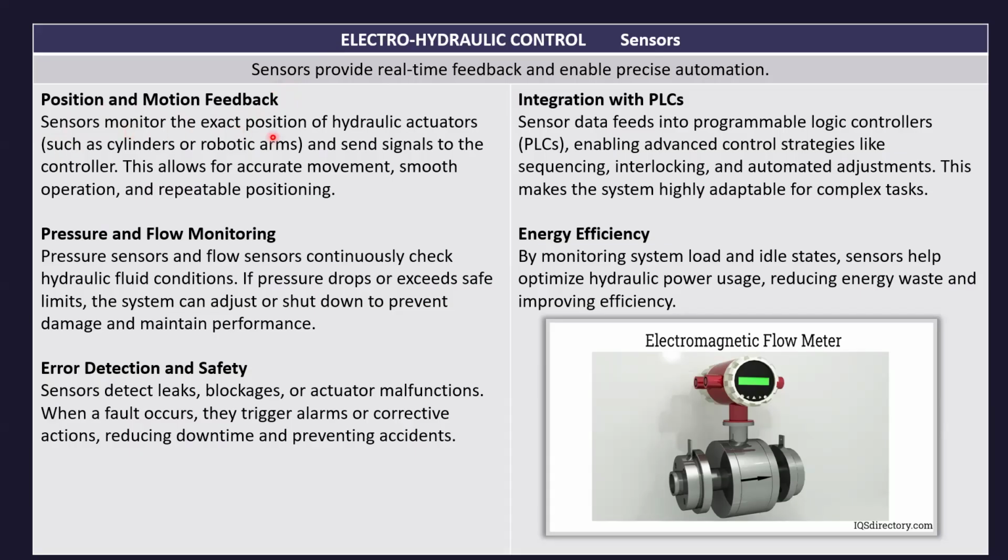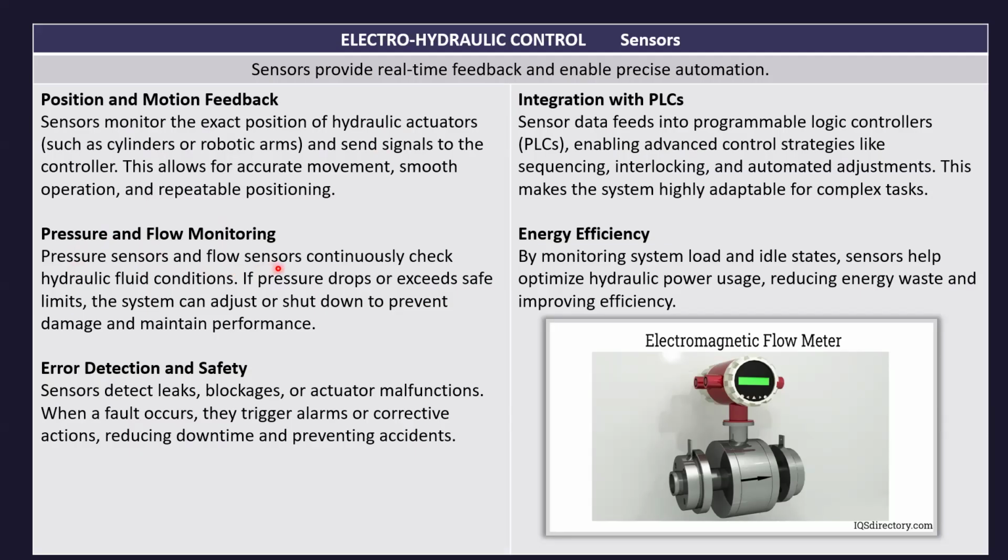Sensors monitor the exact position of hydraulic actuators. We talked about that in the last couple of slides, such as cylinders or robotic arms. And they can send the signals to the controller. This allows for accurate movement and smooth operation. Okay, pressure and flow monitoring. There are pressure sensors. So one thing is monitoring the positioning of the pistons, but you can also go a little bit further. You can sense the pressure. You can monitor the pressure.